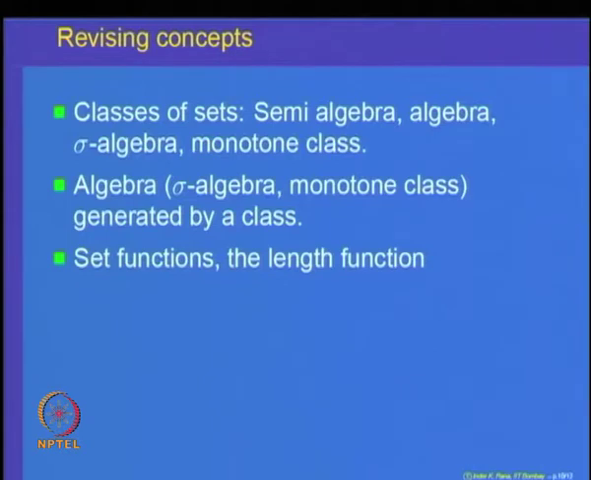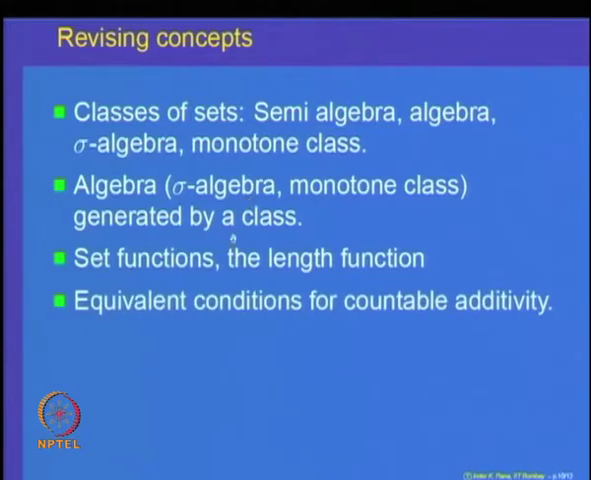We showed that the length function had important properties, namely the length function, which is defined on the class of all intervals in the real line, was shown to be a countably additive set function, which was also invariant under translations. So, that was an important property. And then finally, we had proved some equivalent conditions for countable additivity, and these conditions are very useful. So, let us just recall these equivalent conditions. We have used one of them today also.